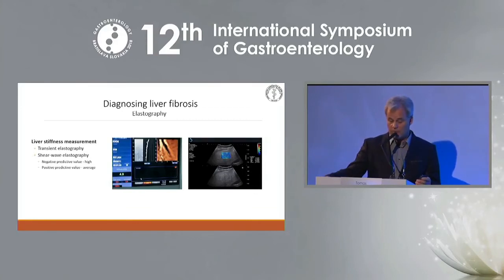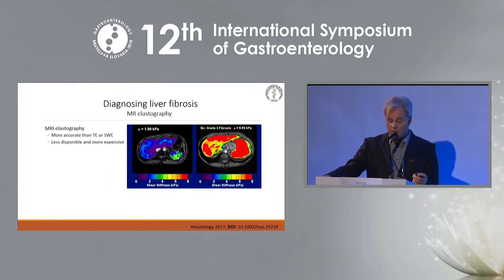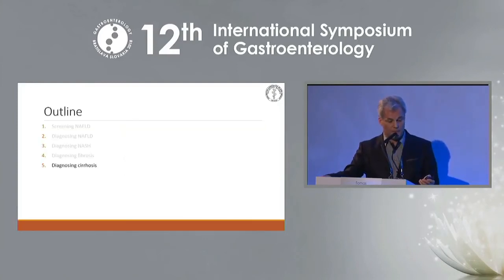The modern machines that are becoming available even in this country are elastography, either transient elastography or shear wave elastography. They have a high negative predictive value, and their positive predictive value is average, so they are very good in excluding severe fibrosis. In confirming mild fibrosis, they're not so good. And of course, in the last couple of years, there were studies on MRI elastography, which are promising, and they're showing that they may be more accurate than transient elastography.